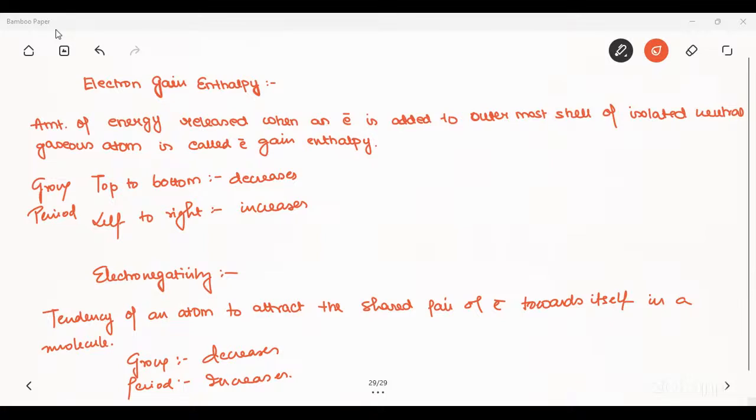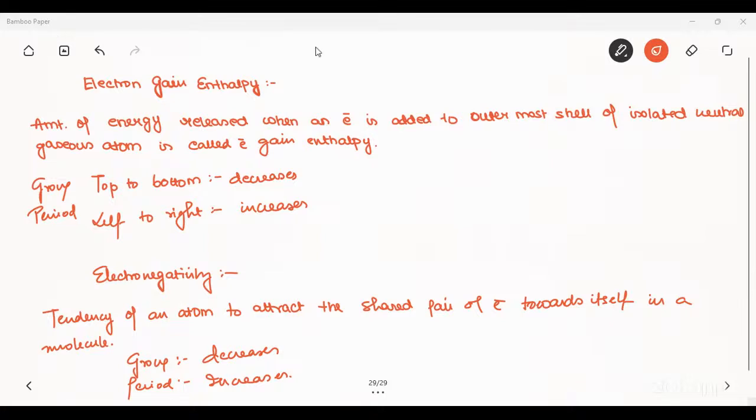Okay, I think everyone has noted it down. So, next question from the 2018 again. There is not any kind of specific question they have asked, but they have asked how the properties vary along the group and along the period. So that one question we have already done.